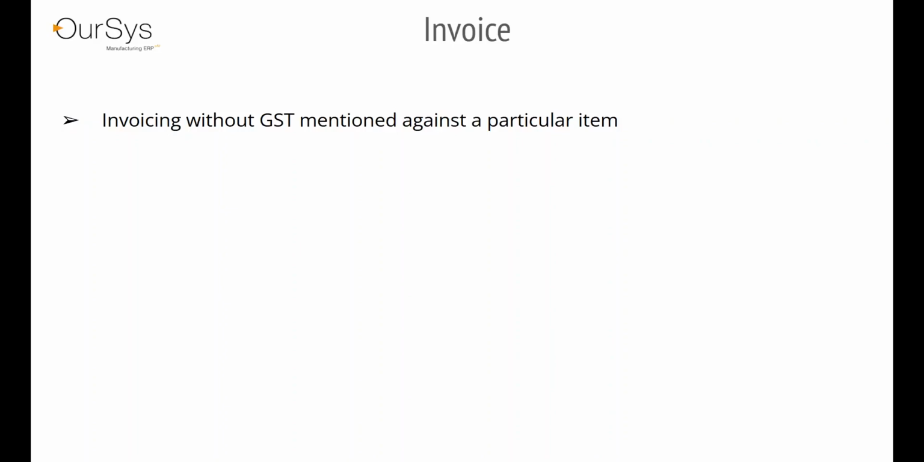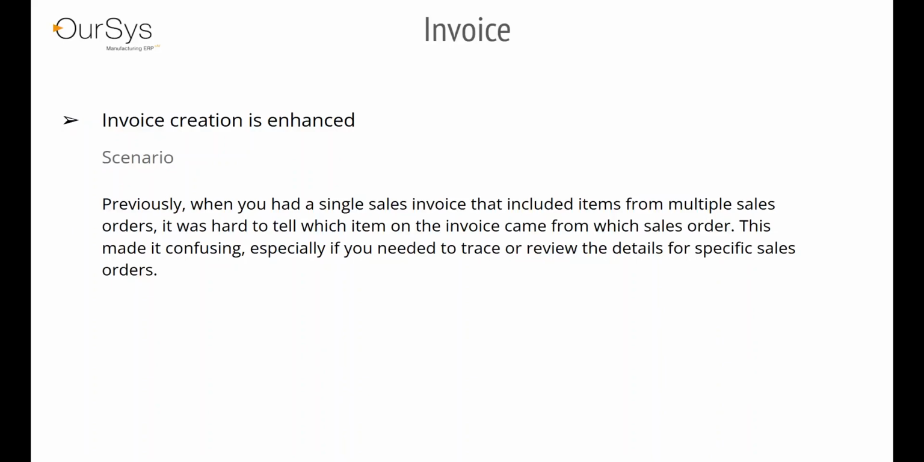Invoice creation is enhanced. Before, when there was one sales invoice with items from different sales orders, it was difficult to figure out which item on the invoice belongs to which sales order. This caused confusion, especially if you needed to check or review the detail of a specific sales order. So now in OurSys, when you create a sales invoice, the system displays the sales order number next to each item. This makes it easier for the user to identify that this line item belongs to sales order number 1, 2, 3 or XYZ.